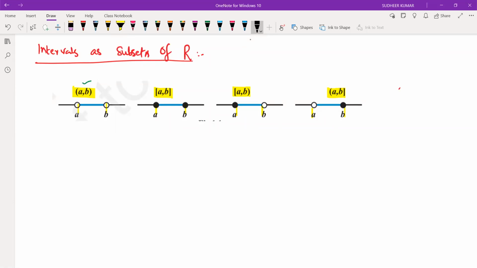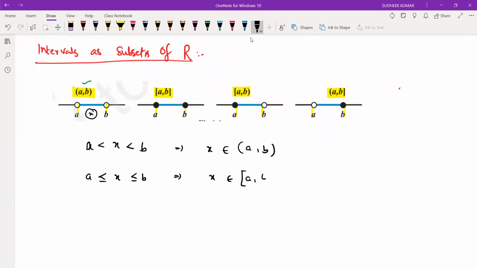Now, suppose x is a number between a and b. Till now we represented these inequalities. A less than x less than b. This also can be expressed as x belongs to open interval AB. The next one, A less than or equal to x less than or equal to b. So this can be expressed as x belongs to closed interval AB. And the next one is A less than or equal to x less than b.